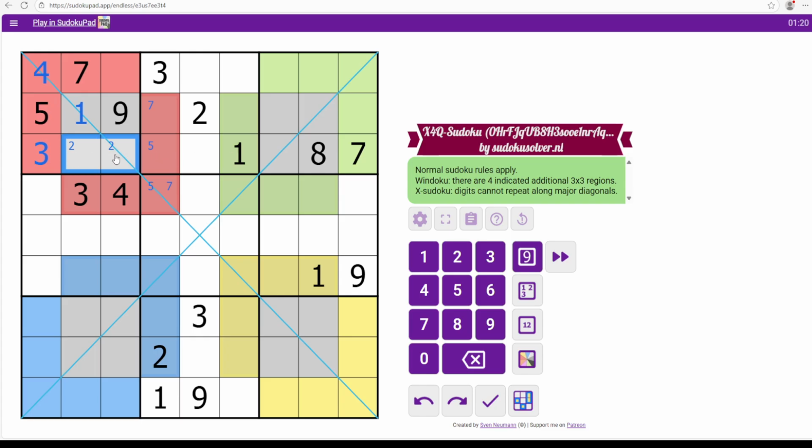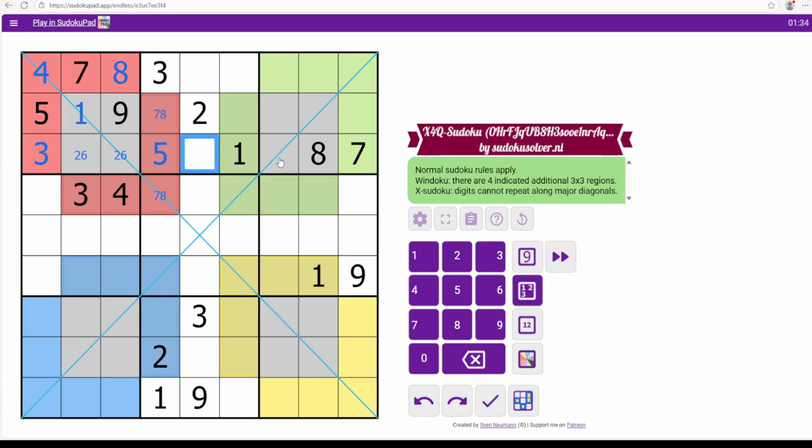And 8 cannot go on here, so that's an 8. So they are a 2-6 pair. And 8 is in one of those 2. They're actually a 7-8 pair, and that is a 5. The final 2 here are 4 and 9. And we can solve those. Okay.